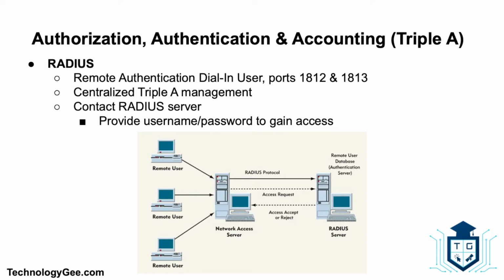So let's talk about RADIUS, and this stands for Remote Authentication Dial-In User Service. This is a network protocol operating on ports 1812 and 1813 that provides centralized authentication, authorization, and accounting management for users who connect and use a network service. Users who want access to a network or an online service can contact a RADIUS server and provide a username and password to attempt to gain access. The server would then authenticate or decline access to the network or service.